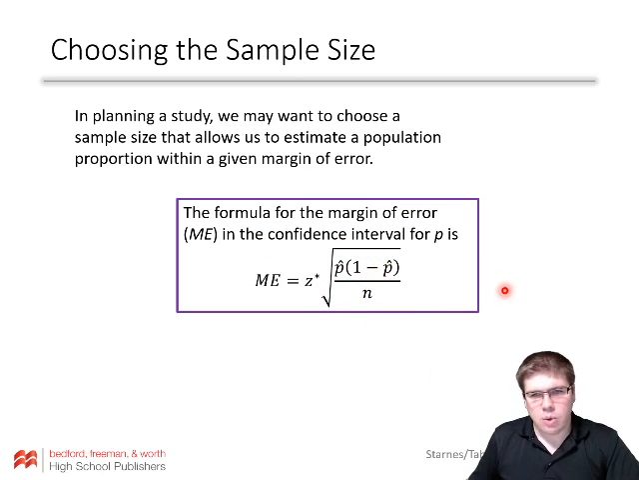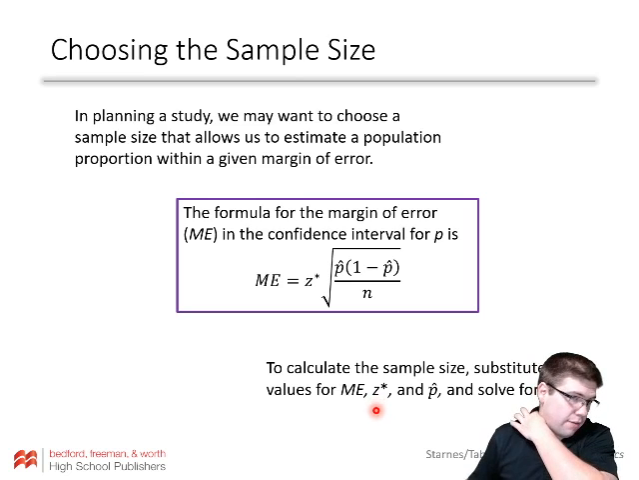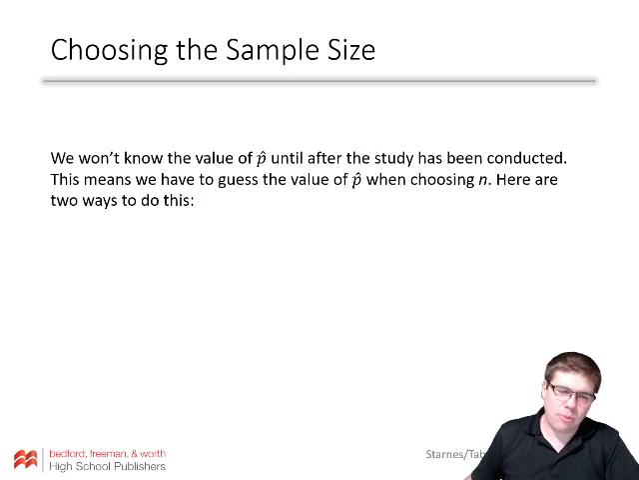All right, so to calculate the sample size, we substitute in values for what we want our margin of error to be, z star based on our confidence level, and p hat, that might be kind of weird, and we ultimately solve for n. In the end, we may not know p hat.